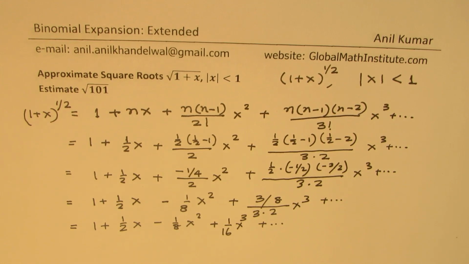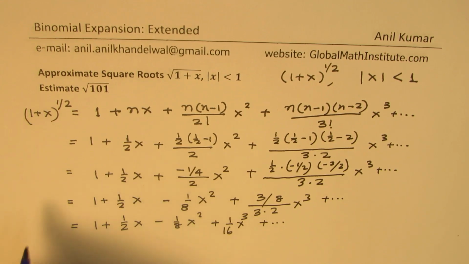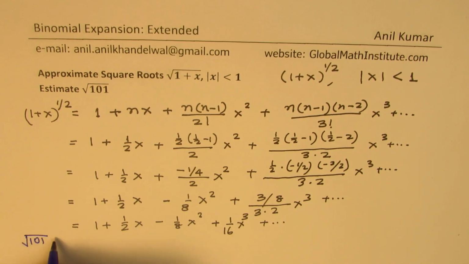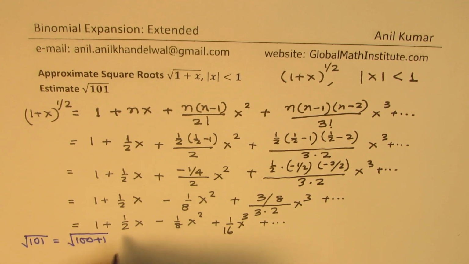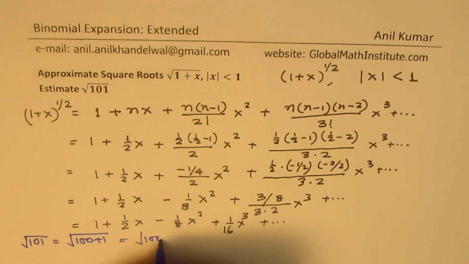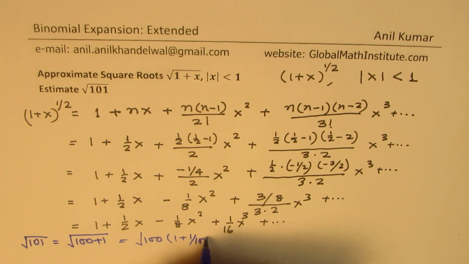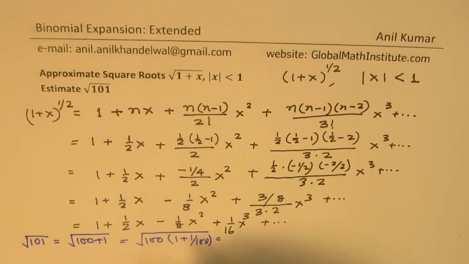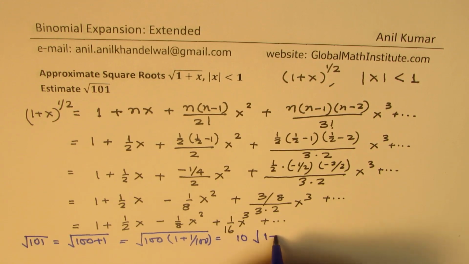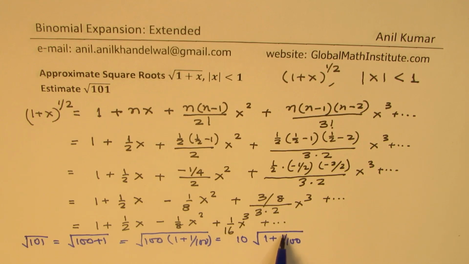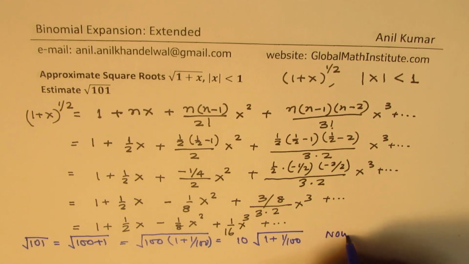Well, think about it. You could write square root of 101 as equal to square root of 100 plus 1, right? Now, 100 square root is known to you. So what you can do here is that you can take 100 common, right? So you get 1 plus 1 over 100 within square root. Now that gives you 10, and then within the square root you get 1 plus 1 over 100. Now, indeed, the x value, which is 1 over 100, is much smaller than 1, and therefore the formula can be used, right? So now apply the formula.